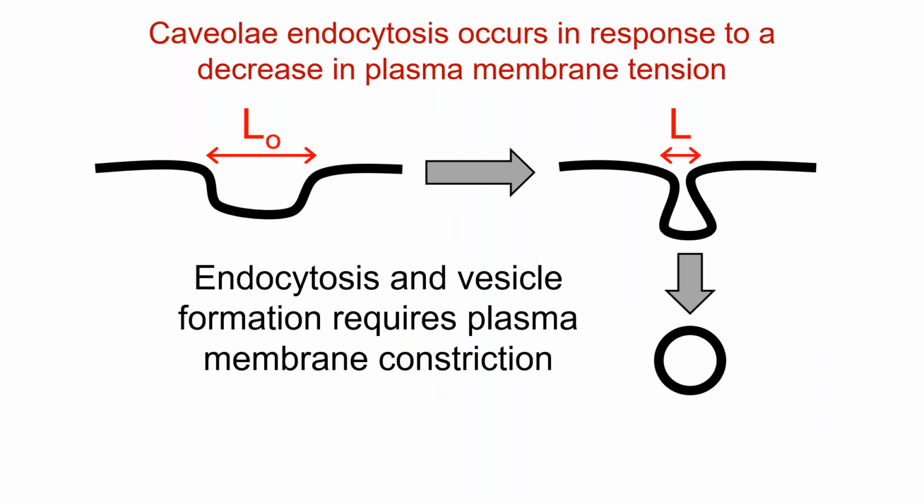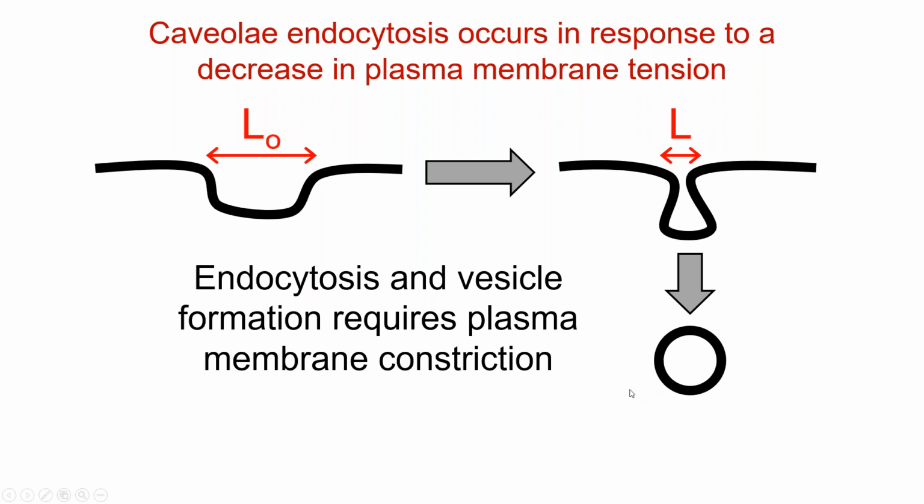And one thing we were thinking is that endocytosis and vesicle formation actually requires plasma membrane constriction. So in order for this vesicle to pinch off from this membrane, this length here has to be reduced for that to occur and be thermodynamically favorable. And then there's a variety of enzymes involved in that process as well.